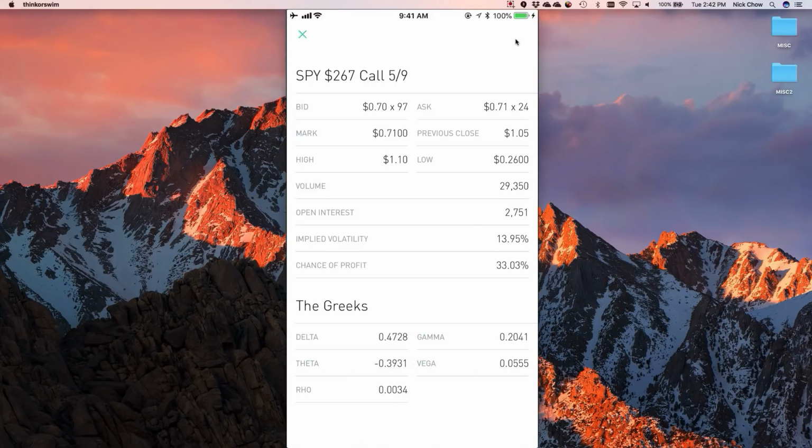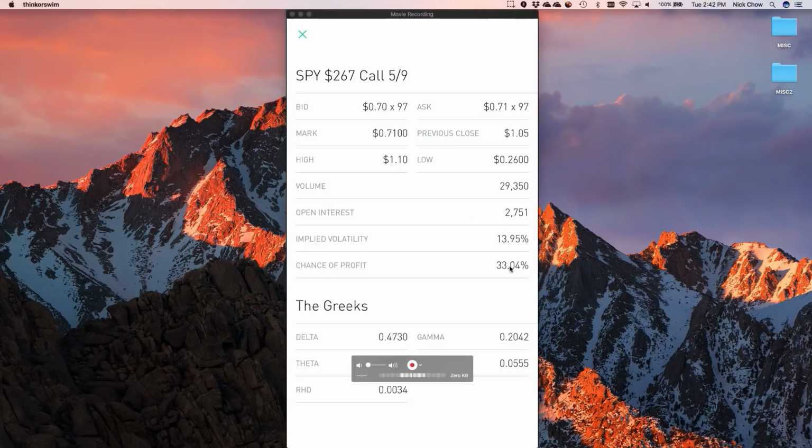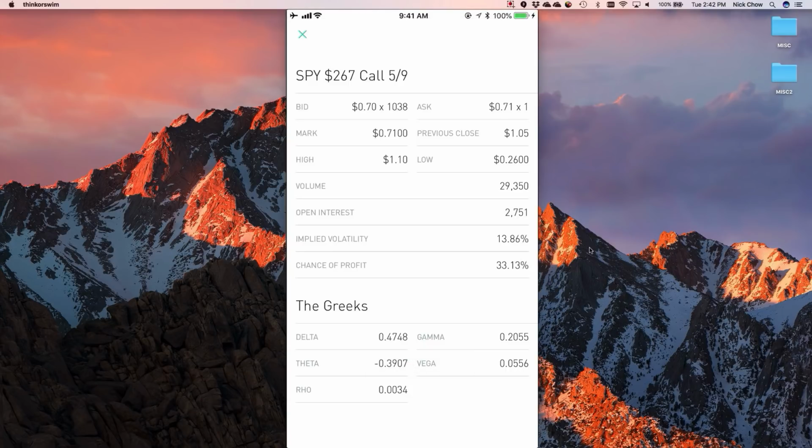By the time you get back, by the time you're doing all these taps through the app itself, you may lose the price or lose where you were at. It does show your chance of profit at 33%, so it does have the probability, but it's not as clean as being on that home screen. It does have the IV rank, and it shows your theta numbers down there and some of the Greeks. And you can dive in deeper.